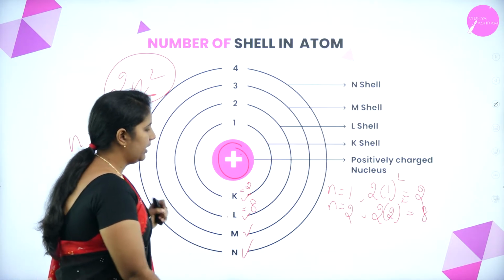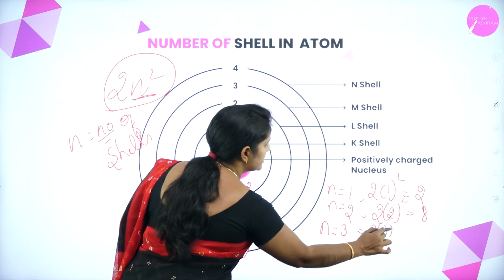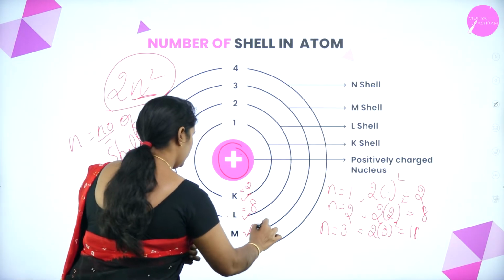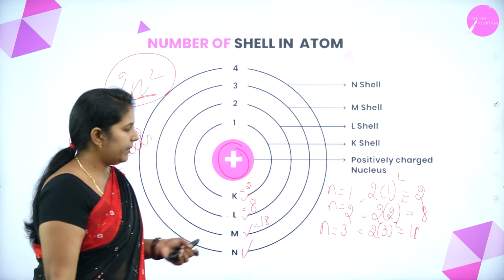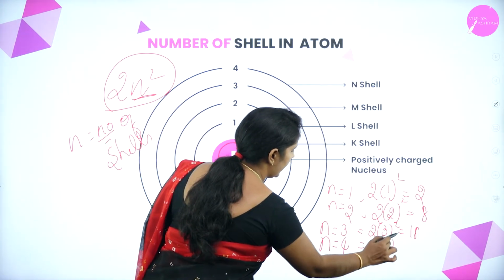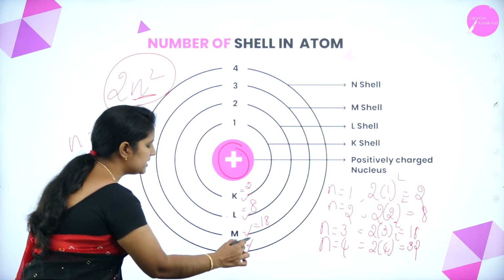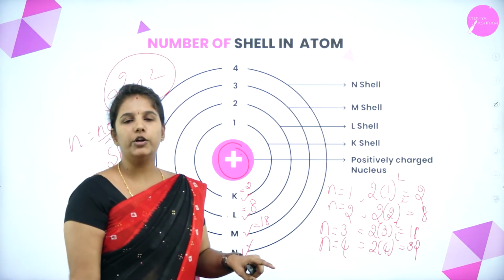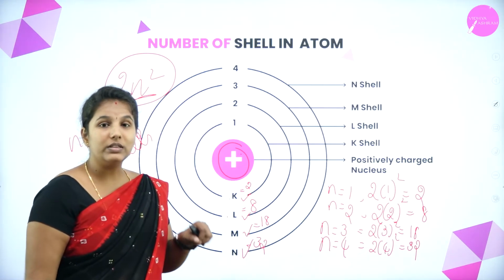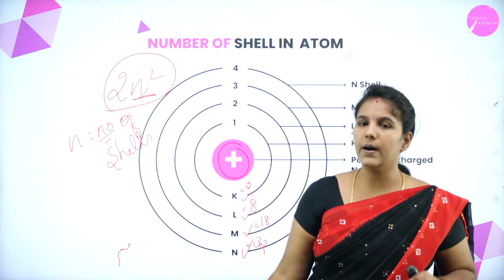Similarly, if you place n is equal to 3, then it becomes 2 into 3 square, it becomes 18. Similarly, if you place n is equal to 4, then it becomes 2 into 4 square, it becomes 32. Right? That shows that the maximum number of electrons that can be accommodated in the N shell is 32, not more than 32.